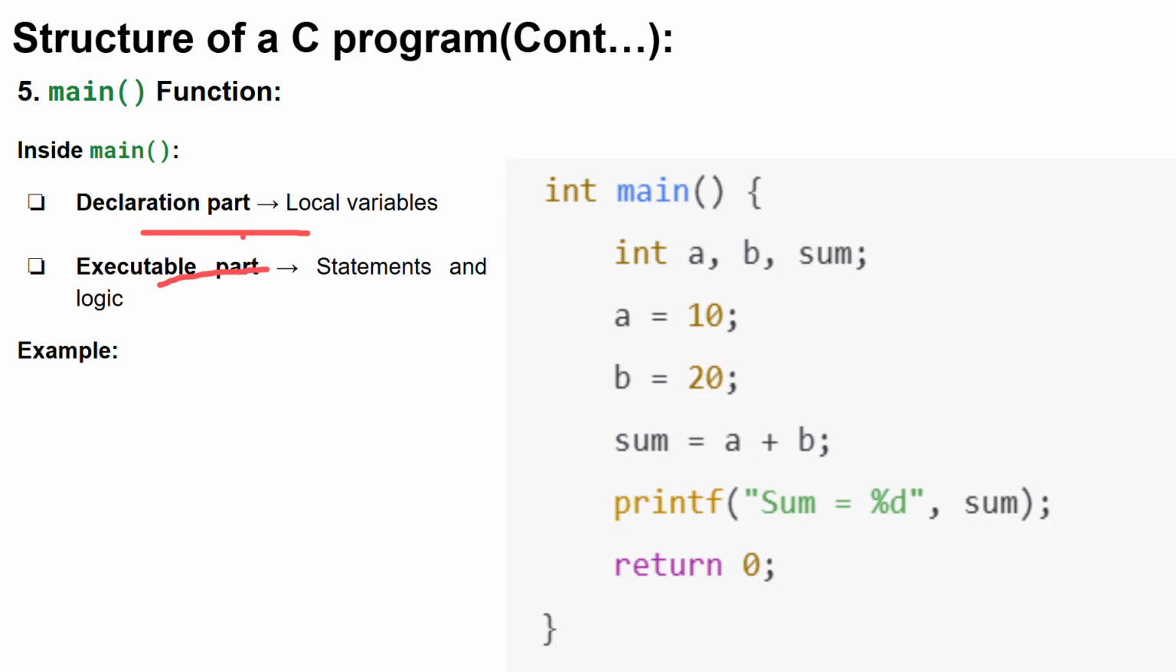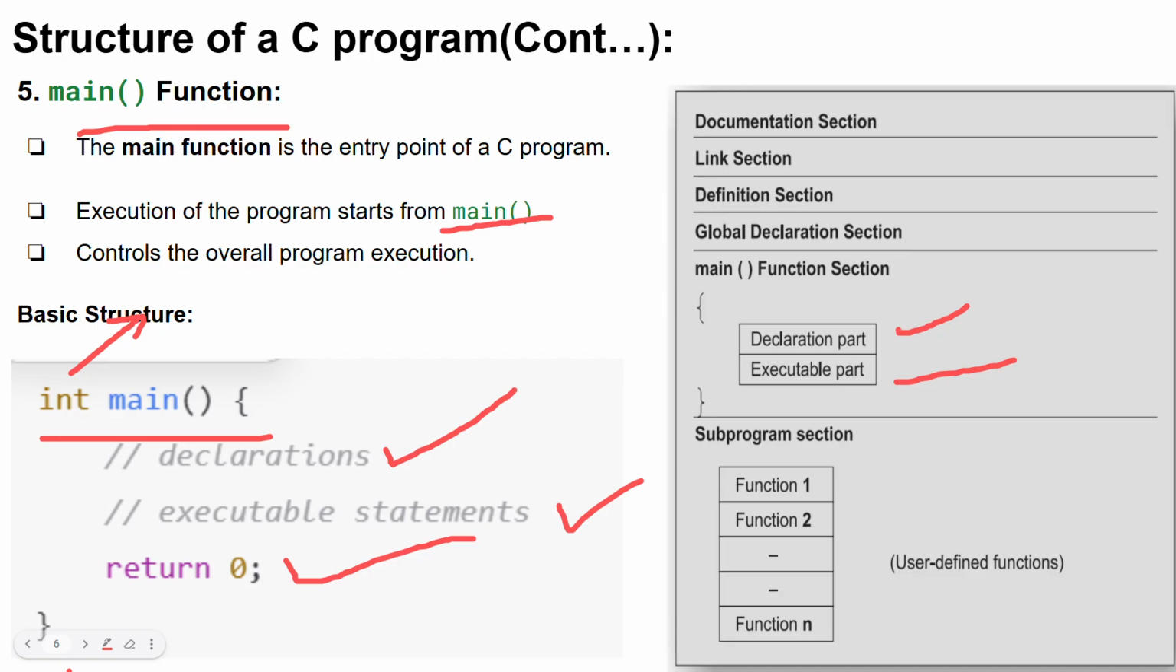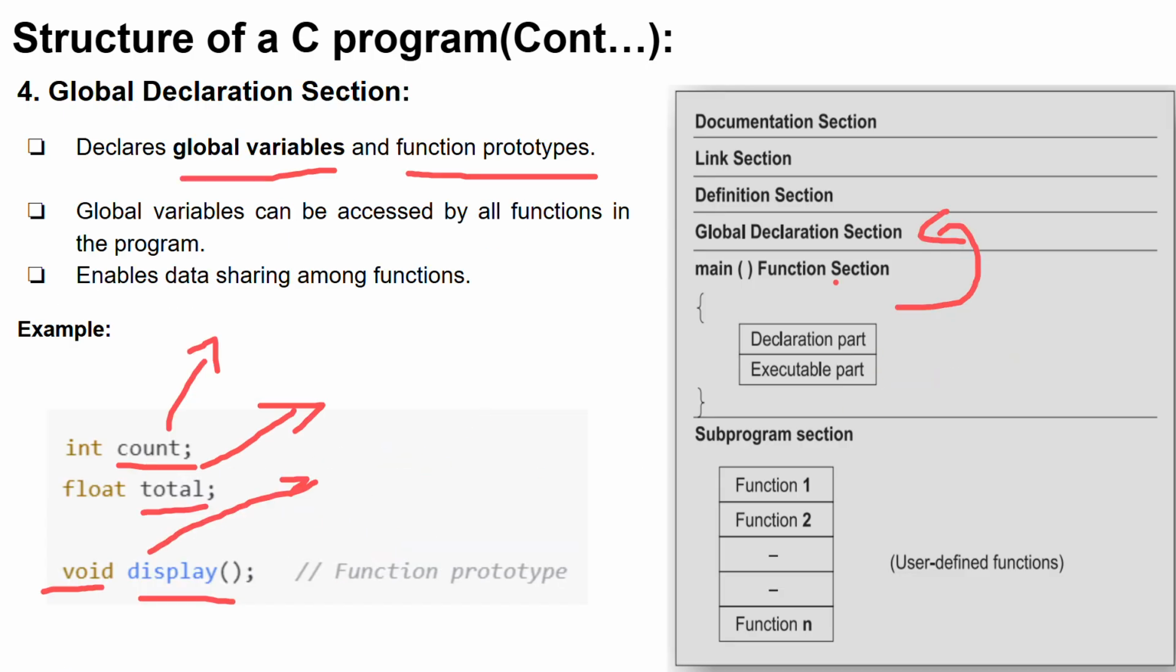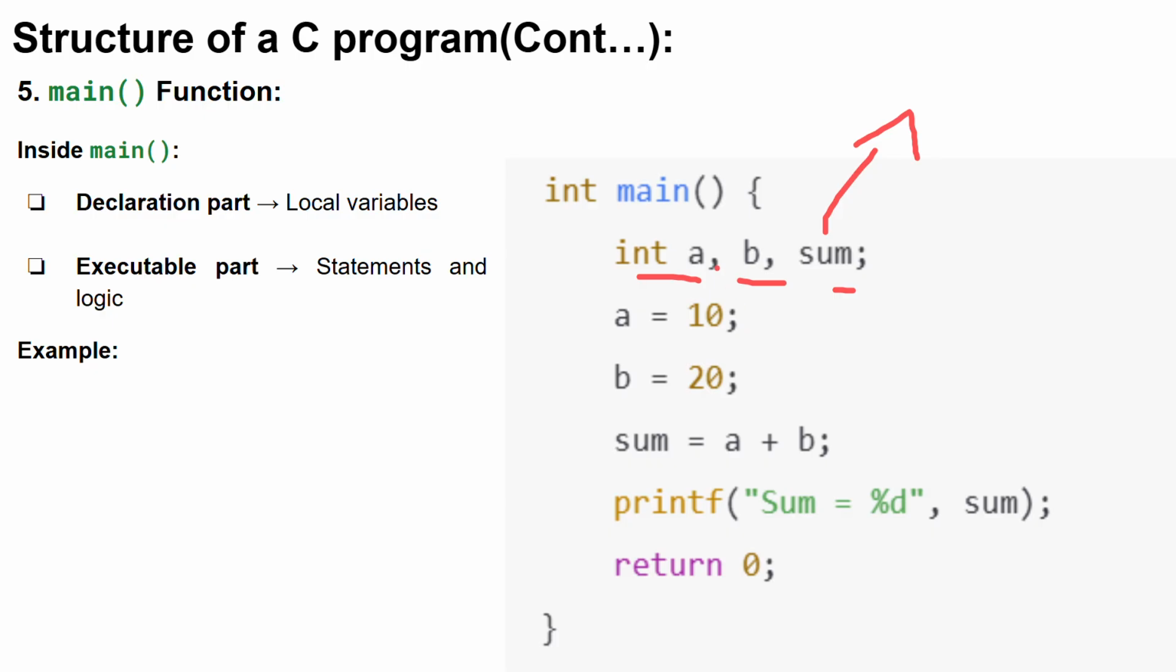Now you can see the declaration part is nothing but where we are declaring our variables. You can see integer a, b, sum. These are the variables we are defining within the main function, so we'll call them local variables. But you see, the variables which are defined before the main function will be called global variables, whereas the variables which are defined within the main function will be called local variables.